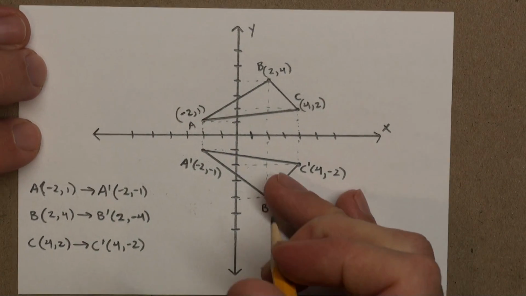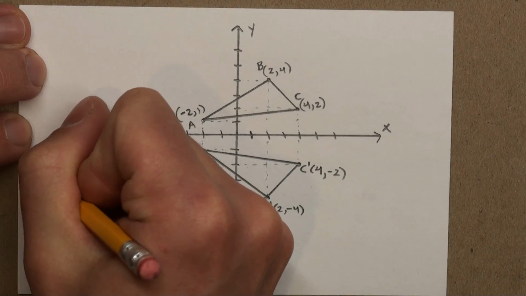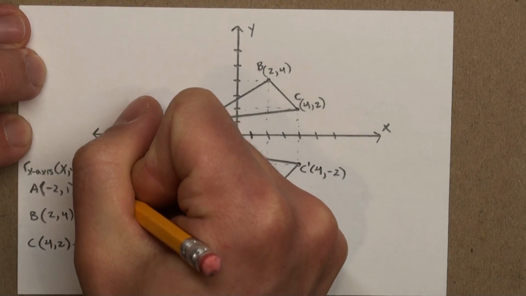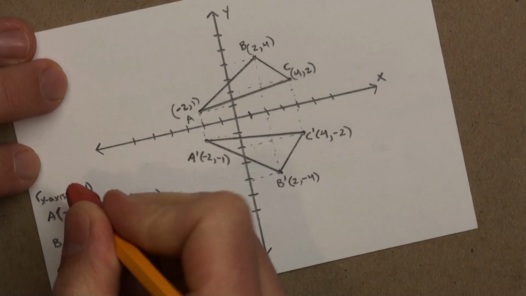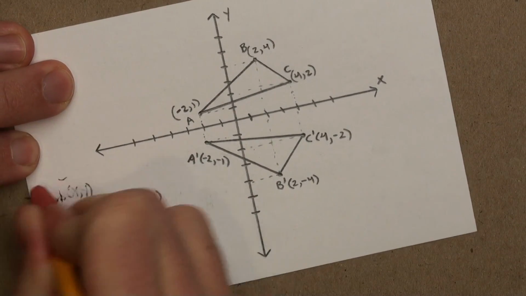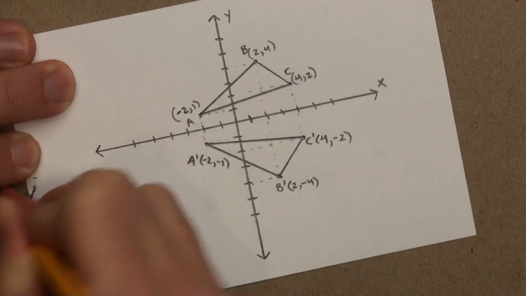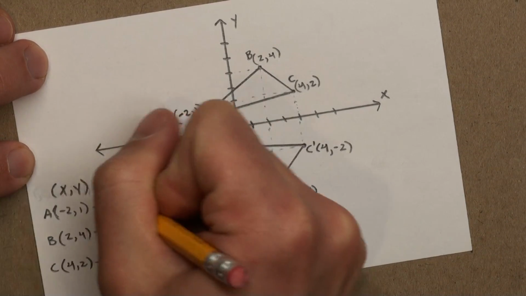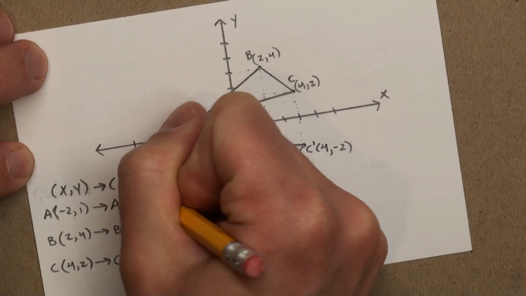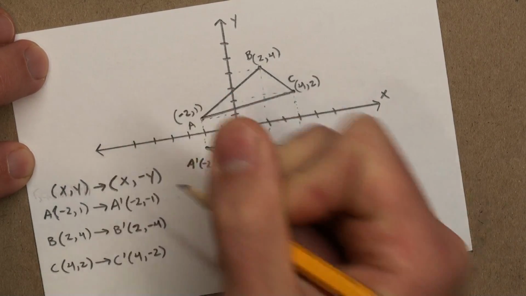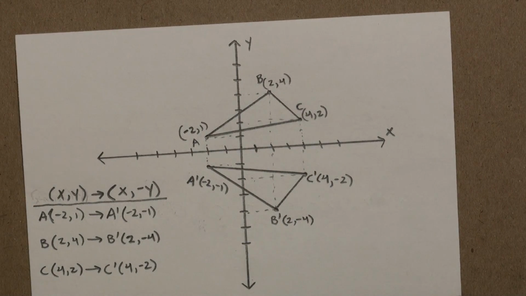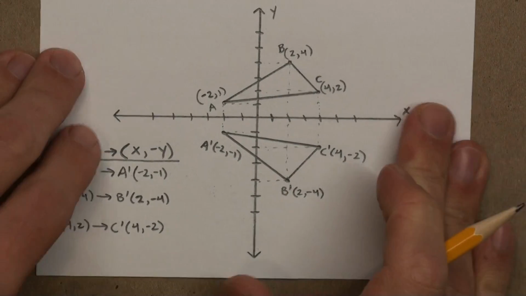And that's because a reflection in the x-axis of x comma y, we could write it that way, but since I use the arrows, I'm going to write it with the P. So the rule is x comma y goes to x comma negative y. Okay? So that's it for that one.